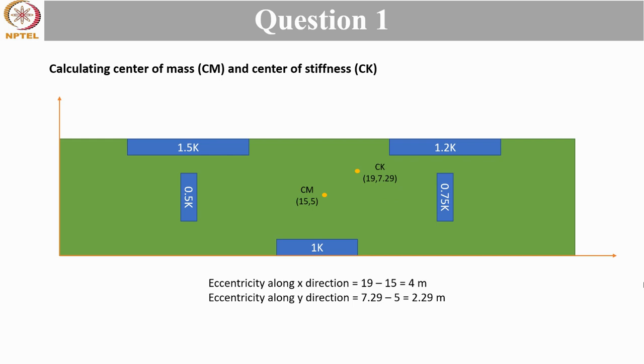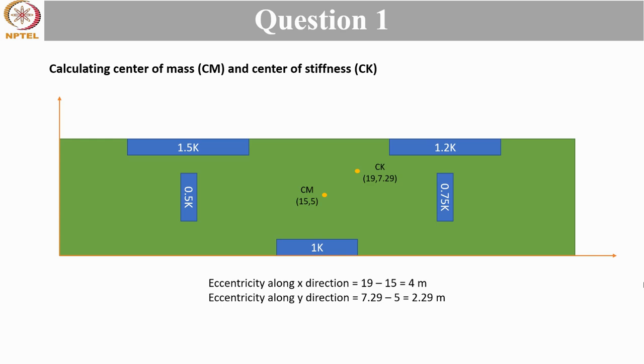So, in this question, it is an unsymmetric system. If the force is acting along a particular direction, we will see there will be a rotation also associated with this because of torsion. So eccentricity also we can calculate, since we know both center of mass and center of stiffness. Eccentricity along x direction is nothing but the distance between center of mass and center of stiffness along x direction. So it will be 19 minus 15, that is equal to 4 meter, and eccentricity along y direction will be 7.29 minus 5, that is 2.29 meter.